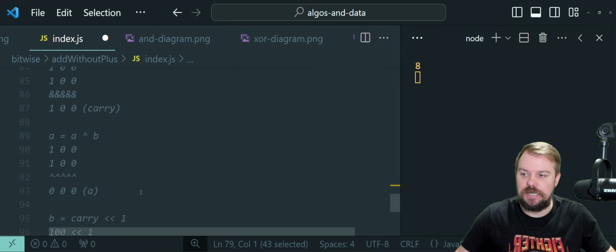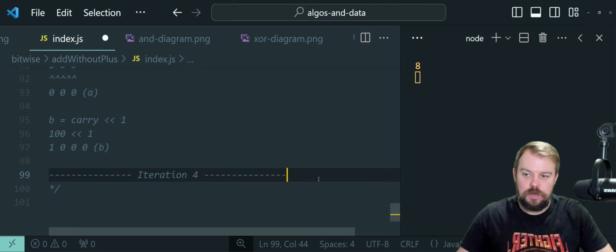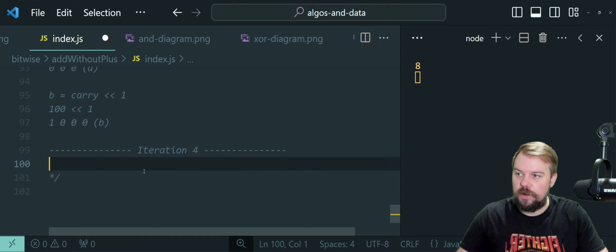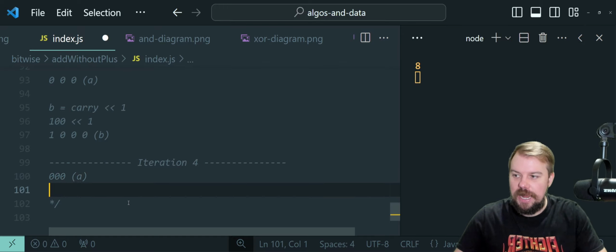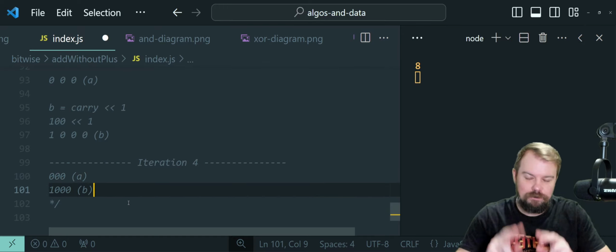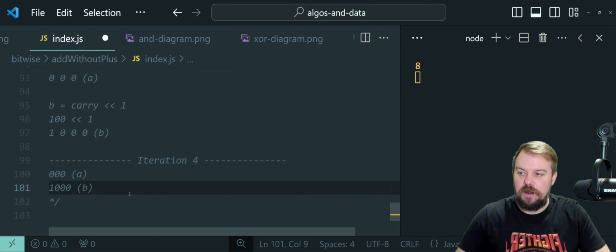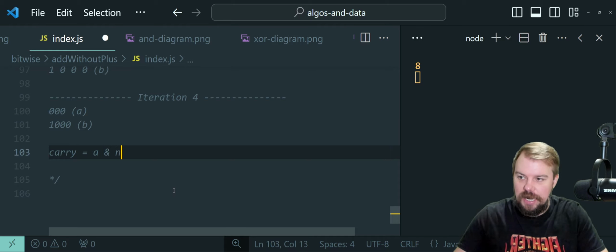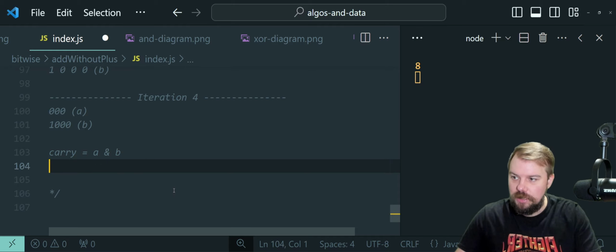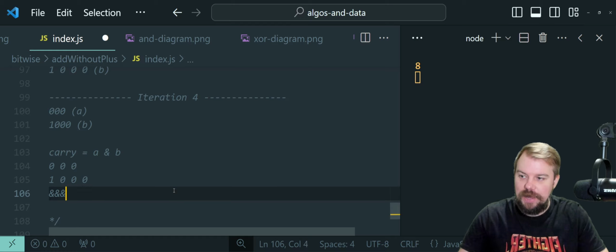Let's go ahead and get our next iteration, which I believe should be our final iteration here. So there's our 4 right here, iteration 4. Our inputs are 0, 0, 0 for A and 1, 0, 0, 0 for B. Okay, this is our next iteration. Continuing our logic, carry is A AND B. We're going to do 0, 0, 0 for A, 1, 0, 0, 0 for B, and AND them together.